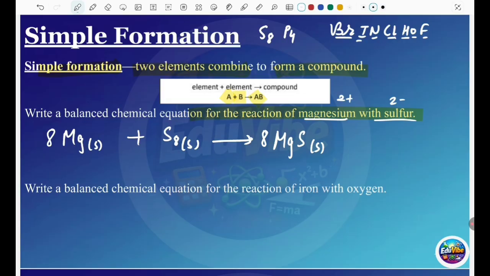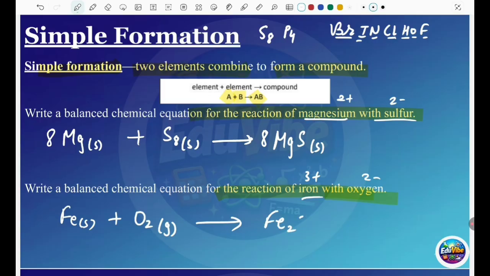You all know how you can do these things. Next we have to write the reaction of the iron with oxygen. So iron is Fe, which is solid, and oxygen is O2 gas. So this reacted. Iron we take 3 plus and oxygen we have 2 negative. So we interchange, and we get Fe2O3, which is solid.